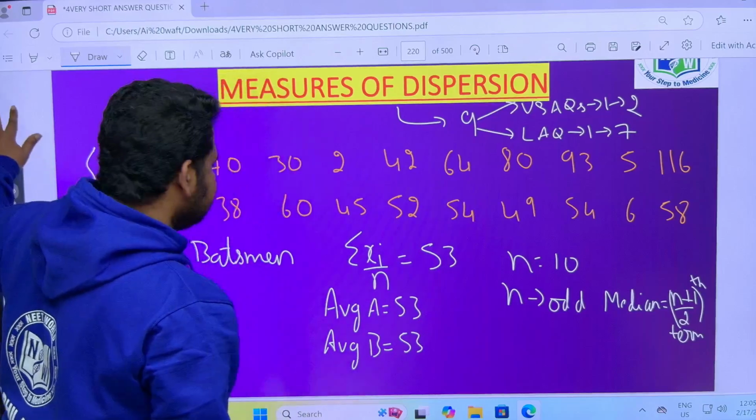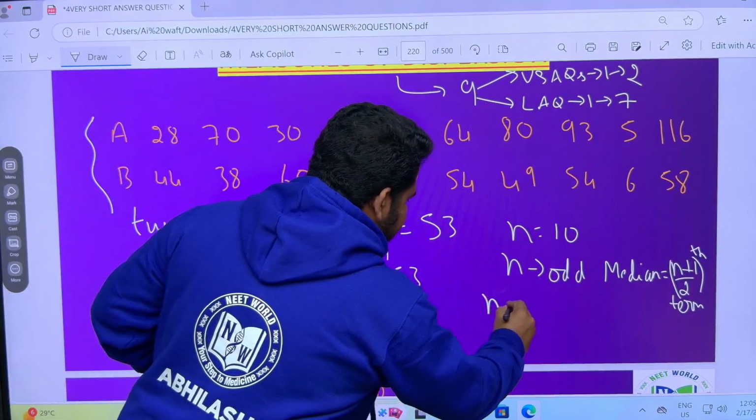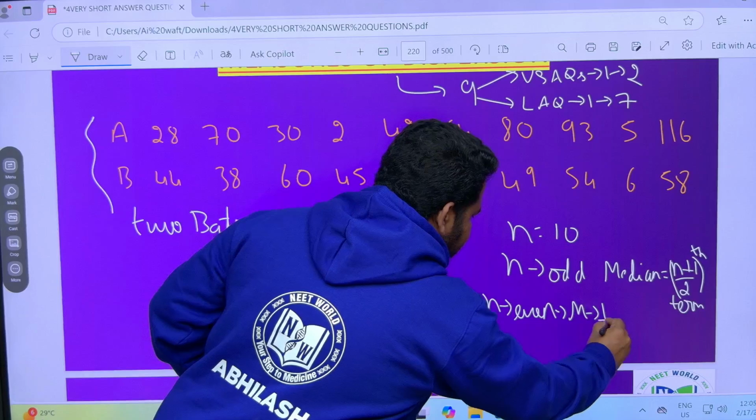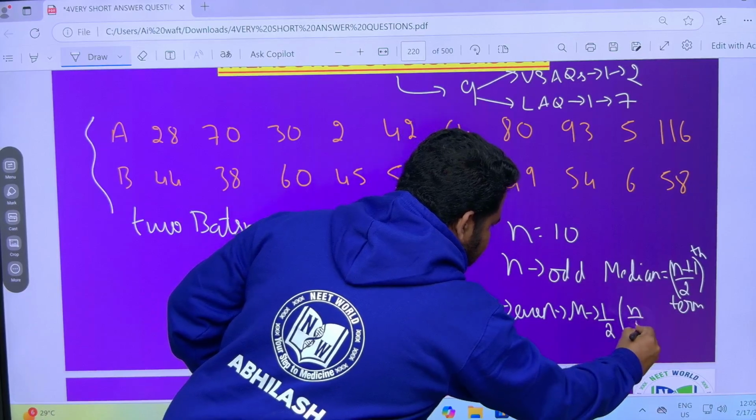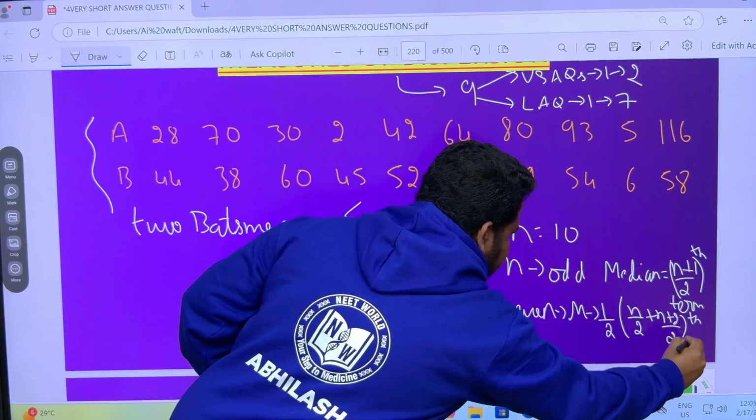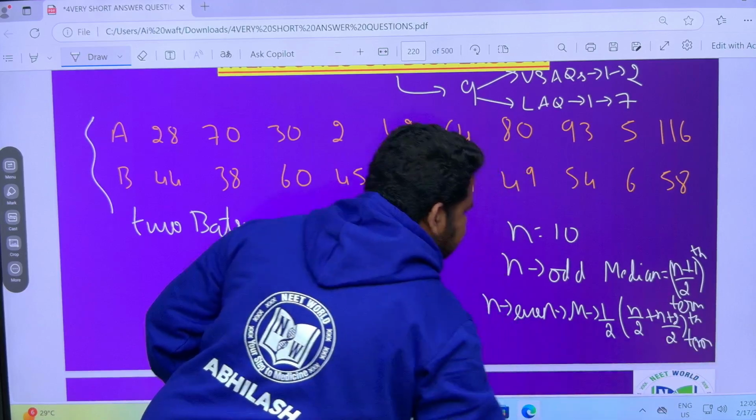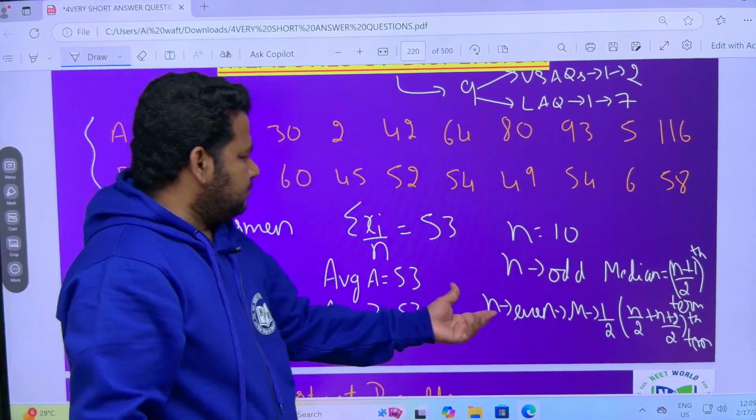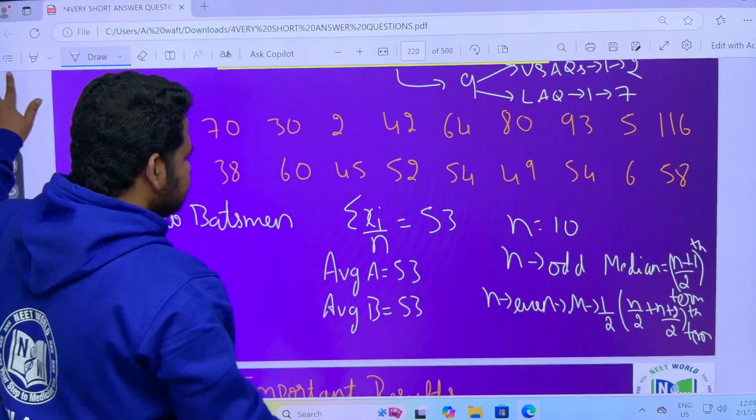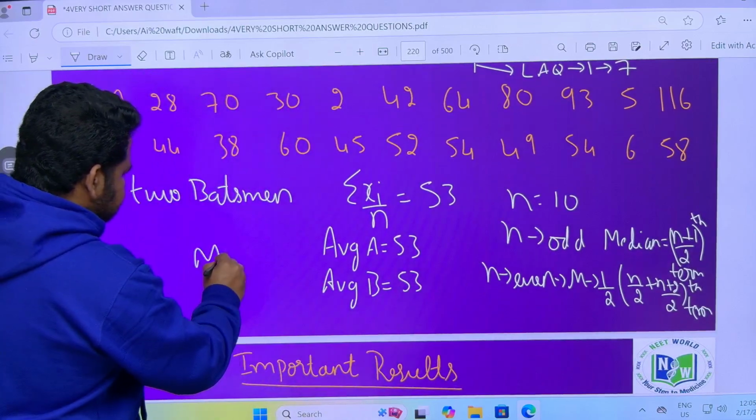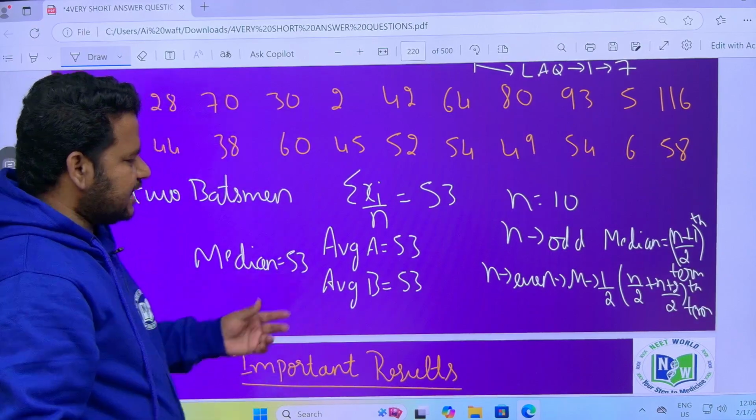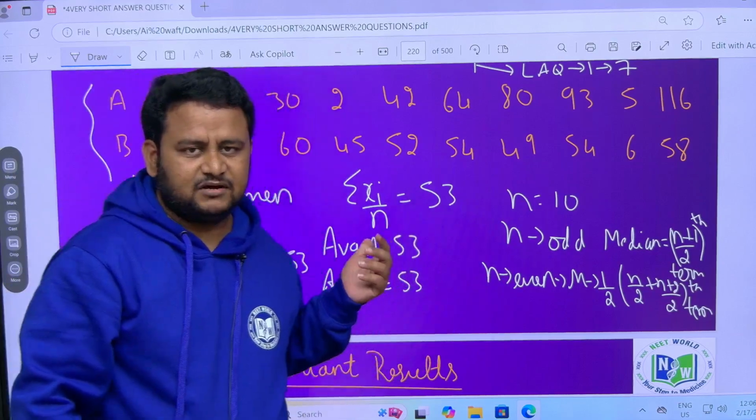If n is even, the median will be equal to 1 by 2 into the (n by 2) term plus the (n plus 2) by 2 term. This will be the median. Here n is even, so by using this we will get the median equal to 53. So we are getting the arithmetic mean as 53 and the median also as 53.